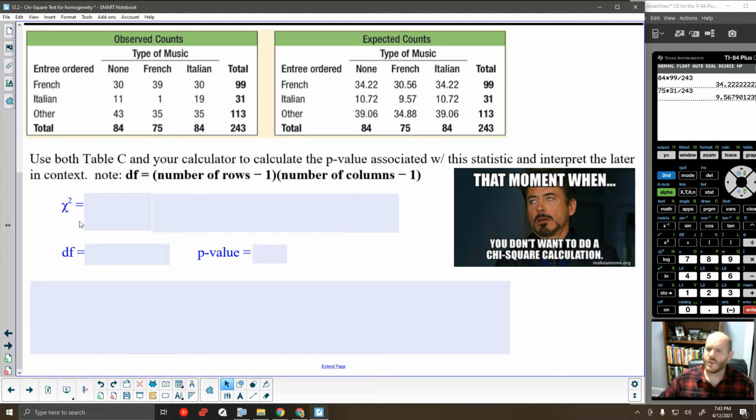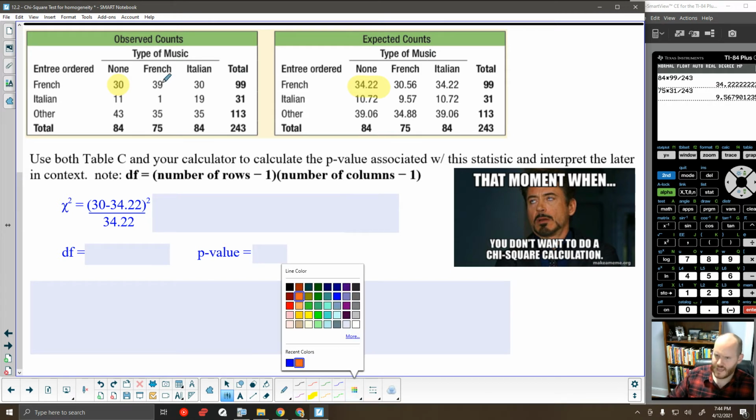So to compute the chi-square statistic, again, it's observed counts minus expected counts over expected with the numerator squared. So my observed count is 30, my first one. My corresponding expected count is 34.22. So I'm going to do 30 minus 34.22 squared over 34.22. And I'm going to continue doing that for each of the corresponding variables.